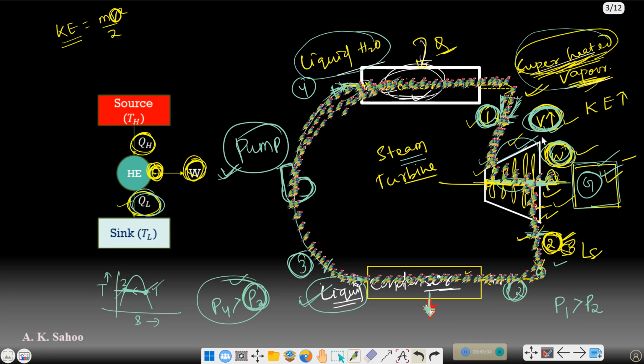So what are the basic components in this case? There are four most important components. What are they? This is the boiler. Let us try to write it down.